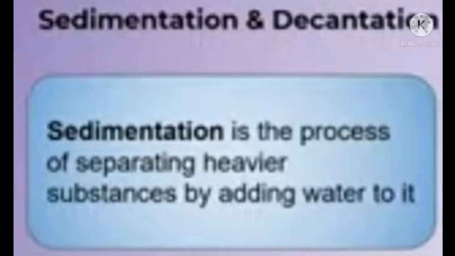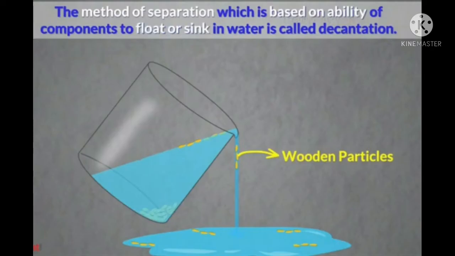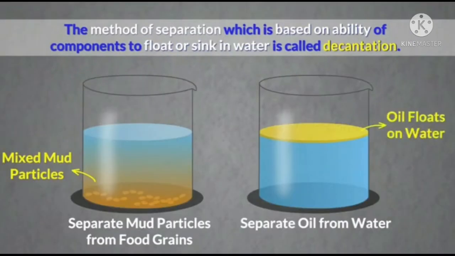Sedimentation and decantation. Sedimentation is the process of separating heavier substances by adding water to it. And decantation, the method of separation which is based on the ability of components to float or sink in water, is called decantation. Using this method, we can separate mud particles from food grains. Also, we can separate other lighter particles like husk. With this method, we can also separate oil from water.